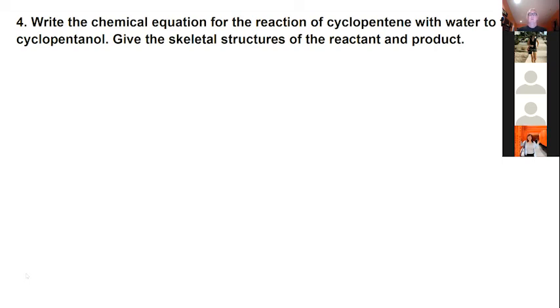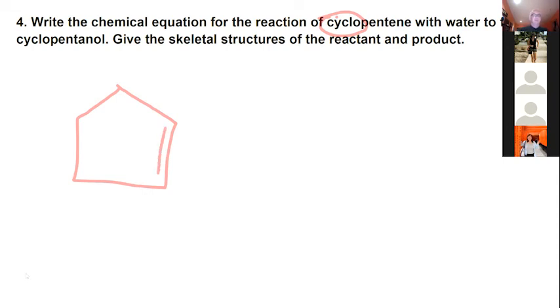So what's cyclopentene? Pent, how many carbons is that? 5. And so cyclo, what does that mean? It's in a ring, right? So that's 1, 2, 3, 4, 5. It's just a little house. And one of them is double bonded, right?